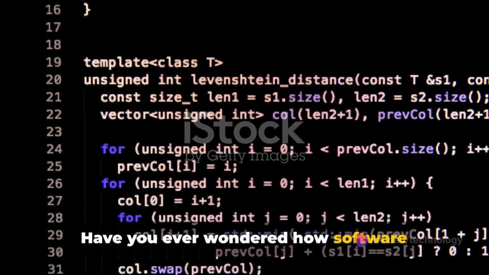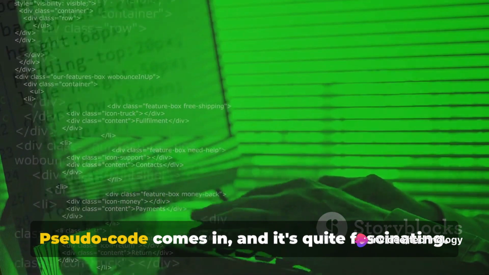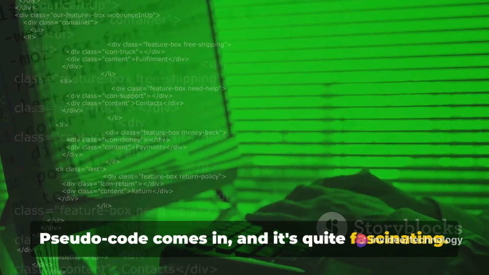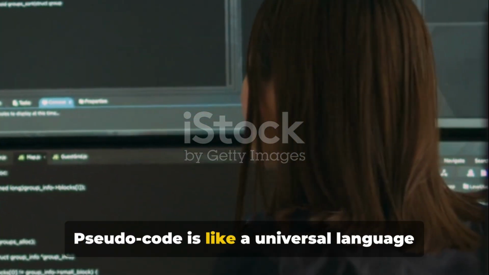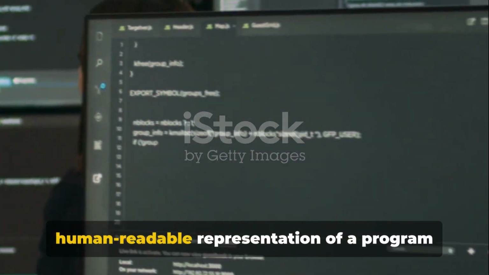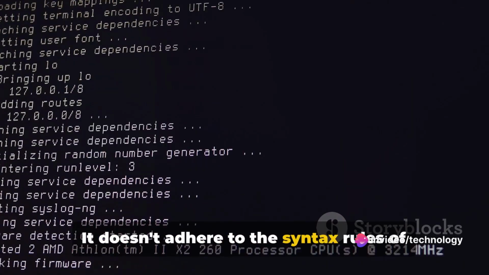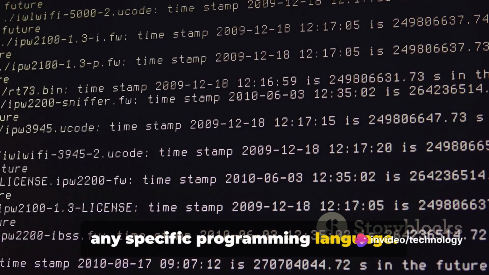Have you ever wondered how software developers plan their code before writing it? This is where the concept of pseudocode comes in, and it's quite fascinating. Pseudocode is like a universal language among software developers, a high-level human-readable representation of a program or algorithm. It doesn't adhere to the syntax rules of any specific programming language.